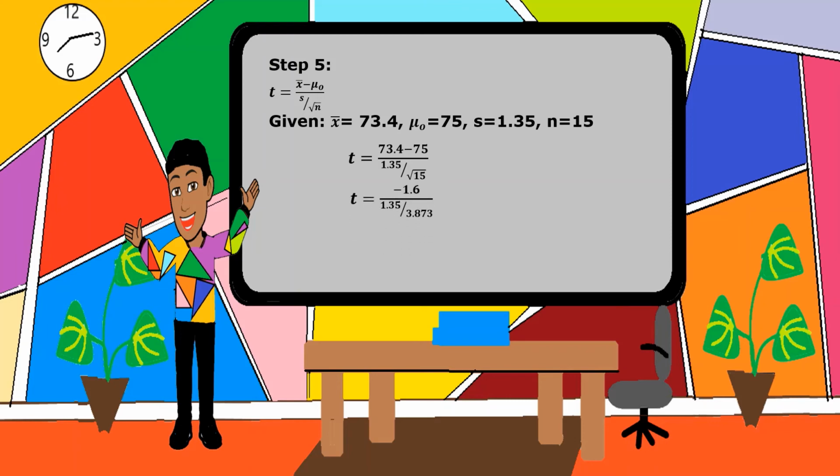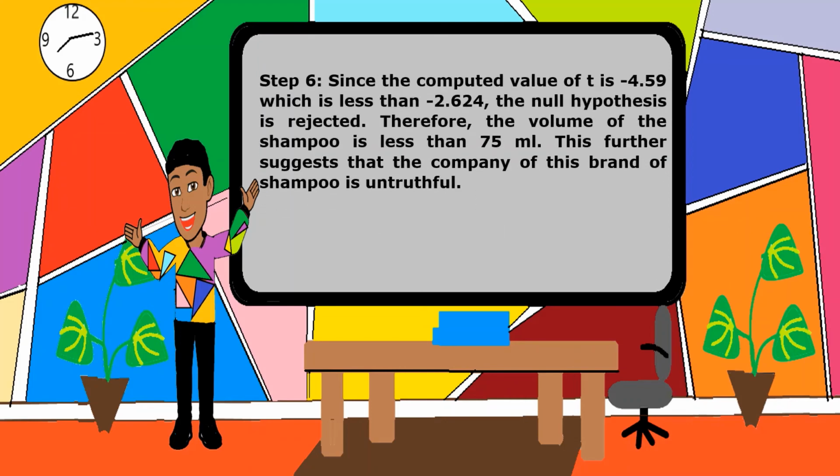And we have here the difference of 73.4 and 75 is negative 1.6 and the square root of 15 is 3.873. That's why we have here t is equal to negative 1.6 all over 1.35 divided by 3.873. And then 1.35 divided by 3.873 is 0.3486. So we have here t is equal to negative 1.6 over 0.3486. Using our calculator, our t is negative 4.59.